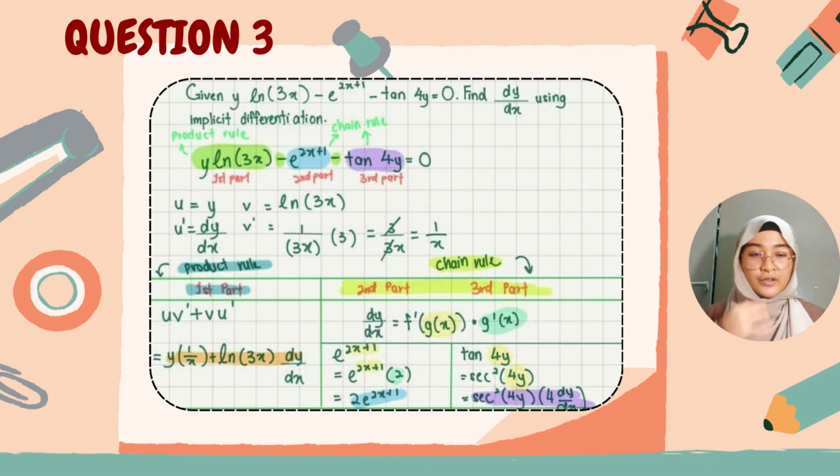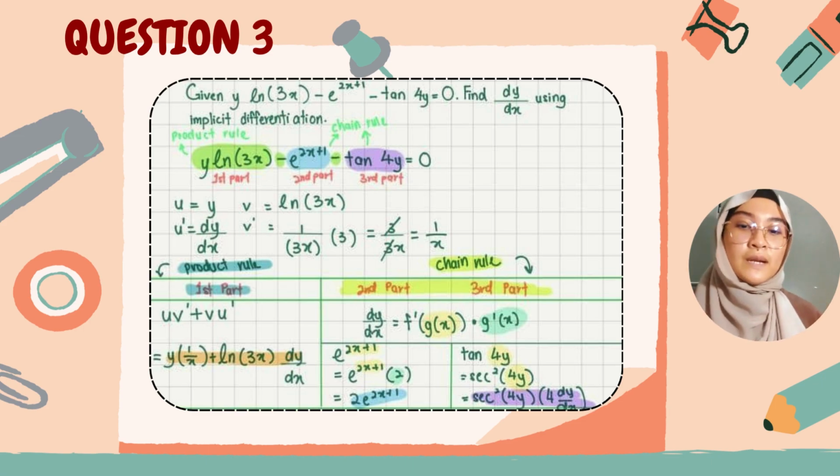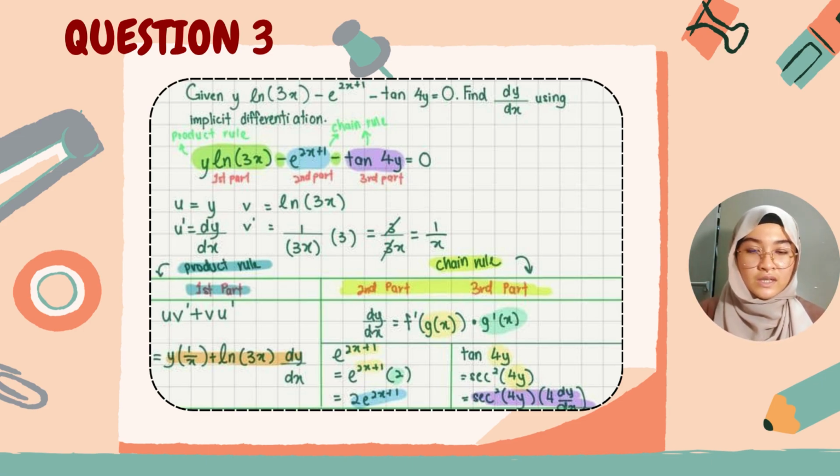We're going to move to the second part. For the second part, we are going to use the chain rule because the exponent is not just 2x, but it's 2x plus 1. So we're going to use the chain rule formula, which is dy/dx equals f'(g(x)) multiplied by g'(x). So the derivative of e to the power 2x plus 1 will be e to the power 2x plus 1 multiplied by 2, because we differentiate the power, not the whole thing, just the power.